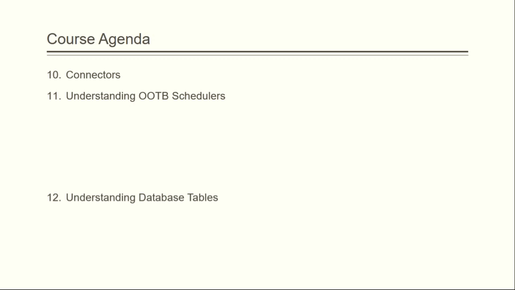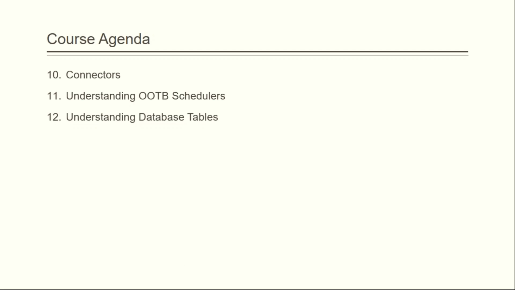Then we are going to understand the database tables, like the USR table, auditing tables, roles table, entitlements table, request and reconciliation tables, so that if you want to fetch some report or audit data, you can fetch it from the database itself.